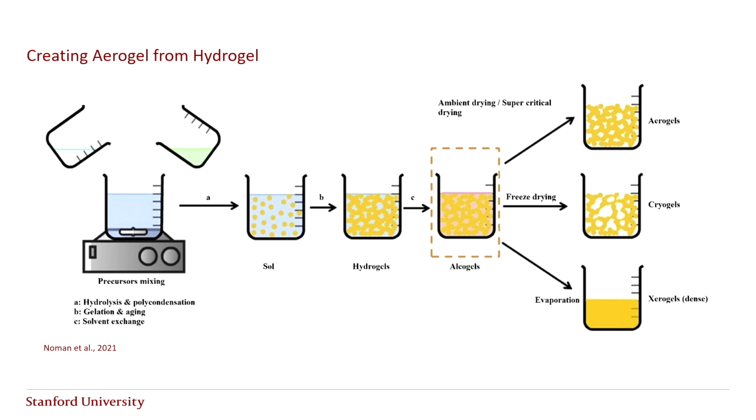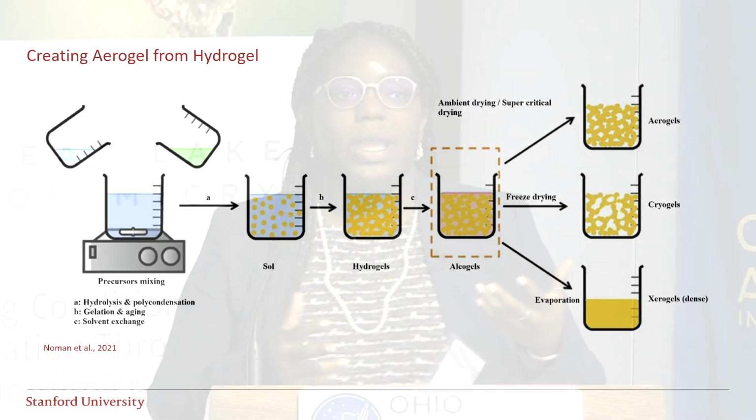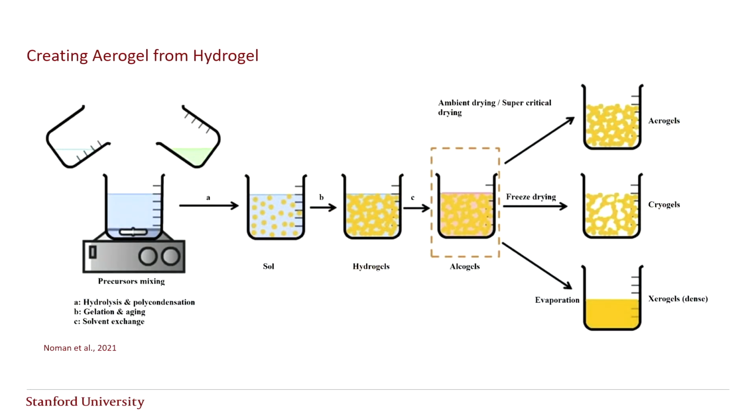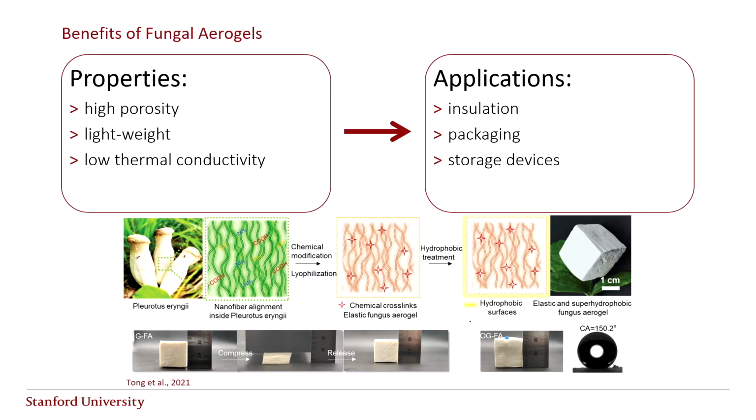From that, there are many techniques that you can use to create aerogels. It's basically just sucking out that water and creating a very porous, lightweight material. This is a great diagram depicting how we go from these initial precursors to the hydrogel to finally our aerogel. Some of the great properties of aerogels are that, again, it has a high porosity, it's still very, very lightweight, and some of the materials allow it to have low thermal conductivity. Because of that, some of its applications are insulation, packaging, and even storage devices.